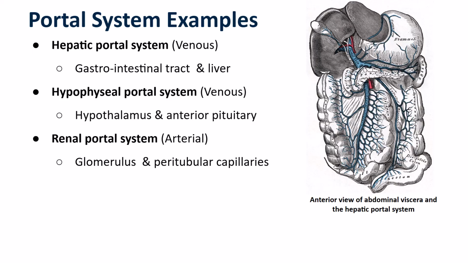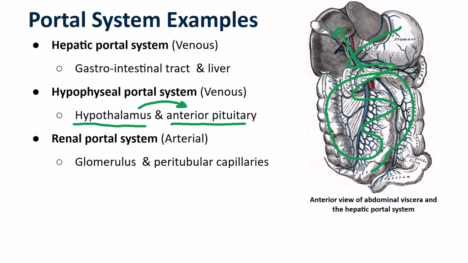One of the big ones that we'll discuss is the hepatic portal system. This is a venous portal system. Basically, all of the capillary beds of the gastrointestinal tract that absorb the nutrients from digestion are picked up in these capillary beds, and they're shunted via veins through the hepatic portal vein up to the liver for processing. There's also a hypophyseal portal system, which is another venous portal system connecting the hypothalamus and anterior pituitary, such that important hormones can be transported between the two.